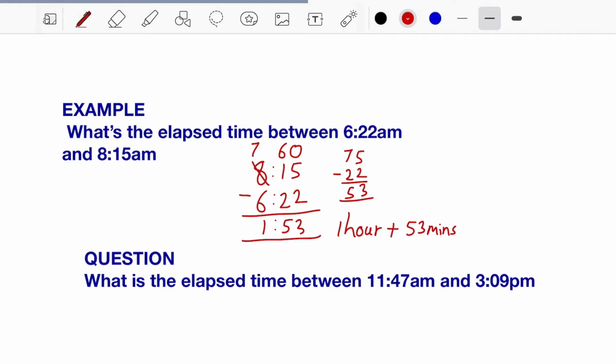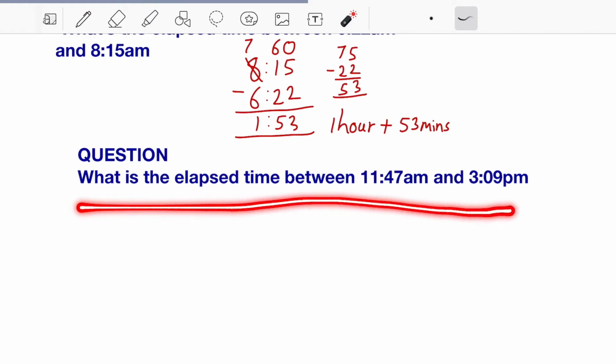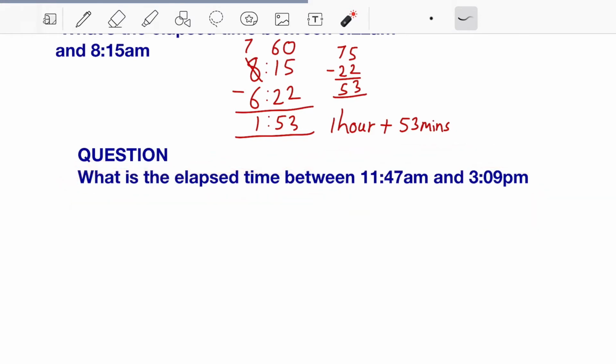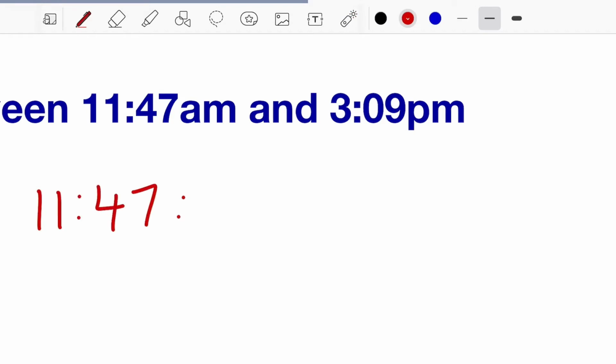Excuse me. So we have a question here. What is the elapsed time between 11:47 a.m. and 3:09 p.m.? So we have more than one way in which we can work this. We can go from 11:47 to 12 p.m., which is midday. And then from 12 to 3:09.